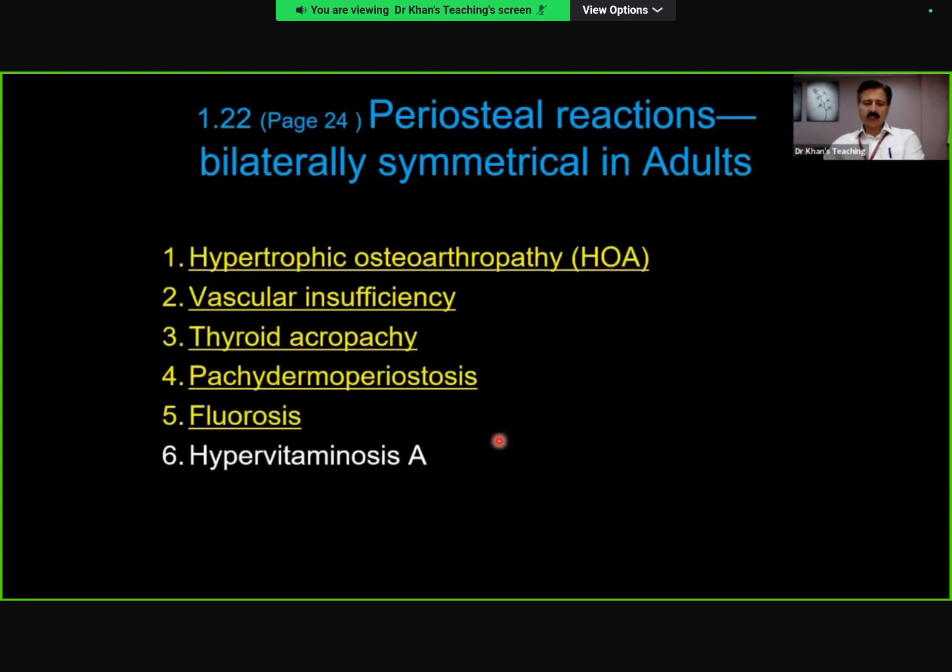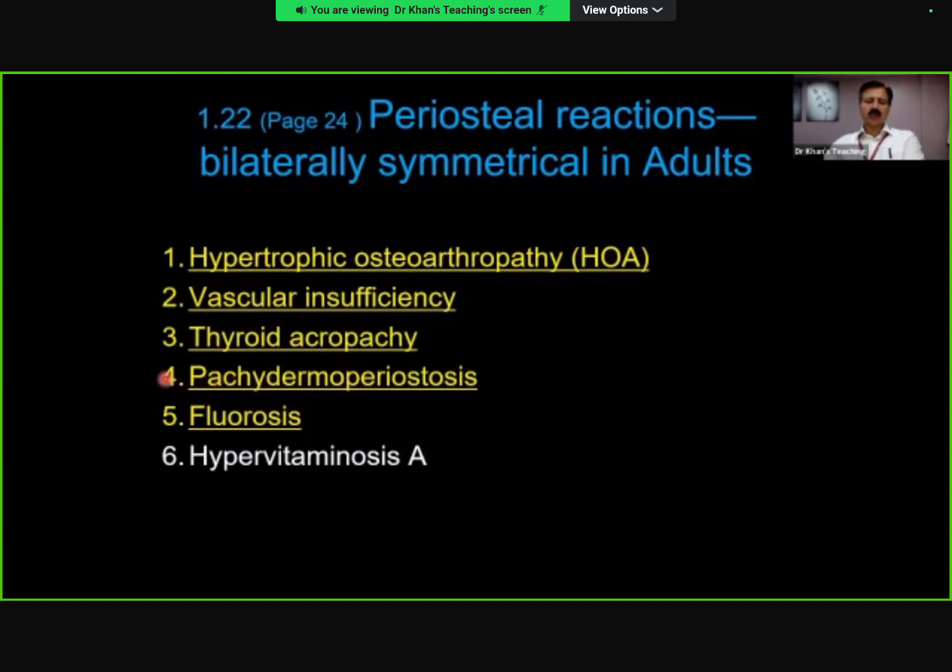The point is that your differential in periosteal reaction is HOA, and vascular insufficiency, particularly let's say venous insufficiency, that will be localized. Here it was bilateral symmetrical. So it can be localized on both sides also. Thyroid acropathy, of course, clinically, and the bones which are involved are usually hands.